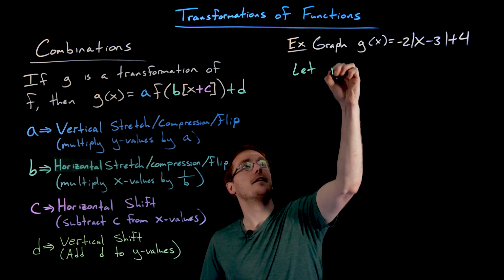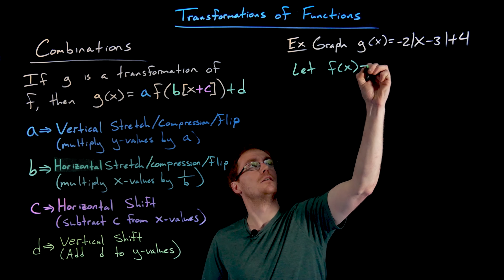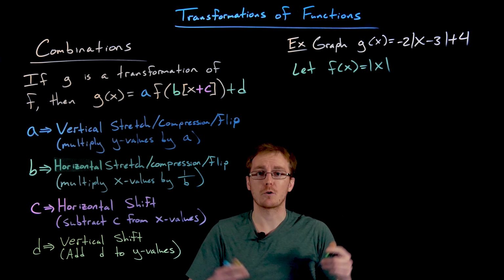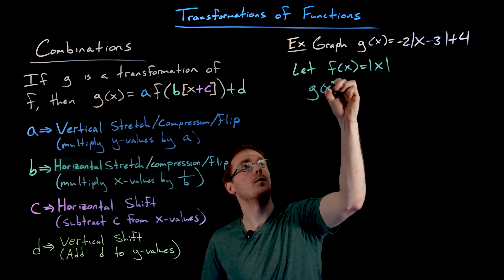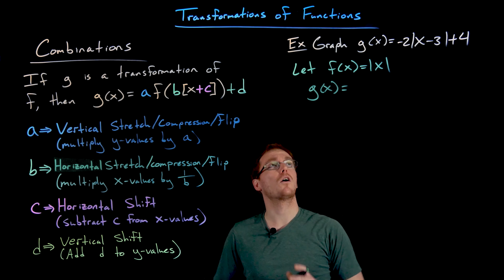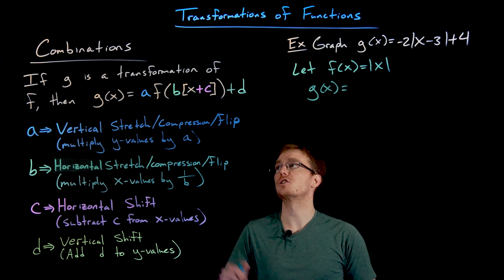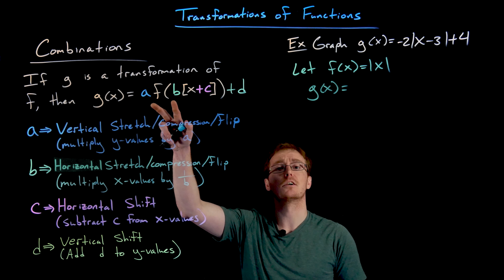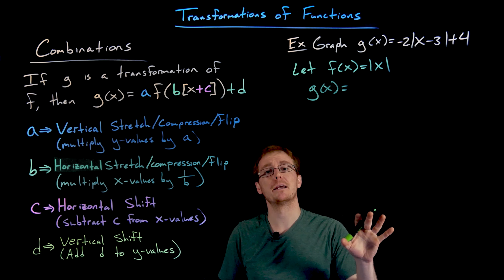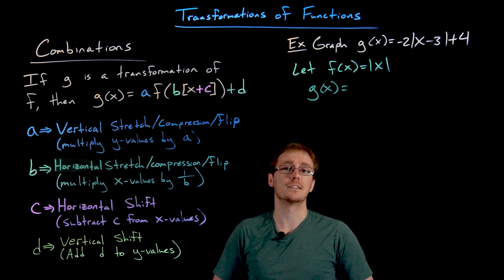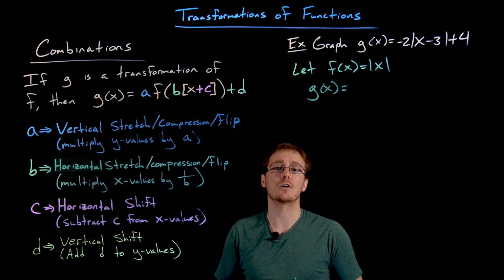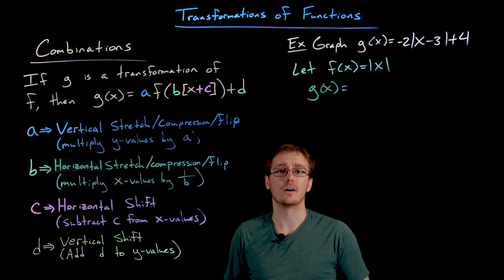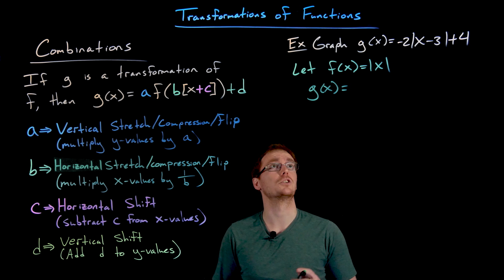So let's go ahead and let f of x just be our starting function. Of course, that's the absolute value function. And next up, what I want to do is express our equation for g of x using function notation like we have over here for our general procedure. This step may not always be necessary, but it's nice. It helps you show your work, and it helps you identify what the inner and outer factors and terms are when trying to identify these transformations.